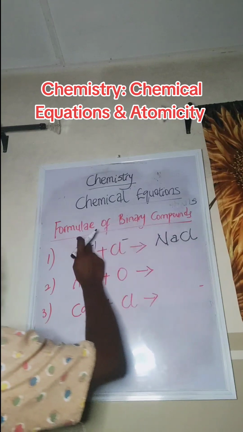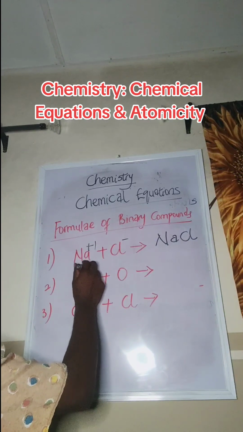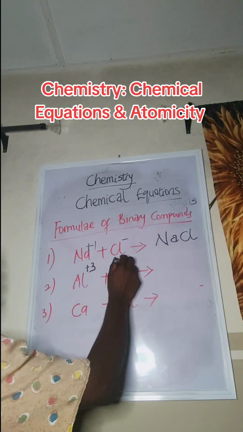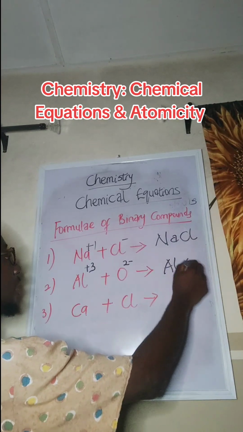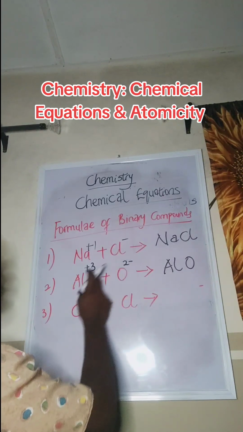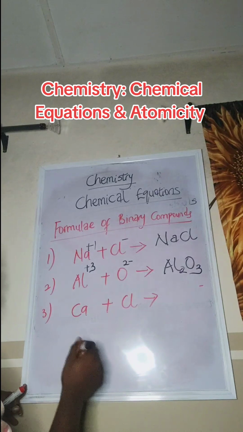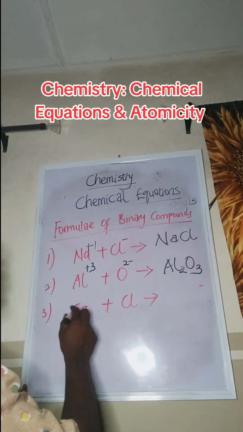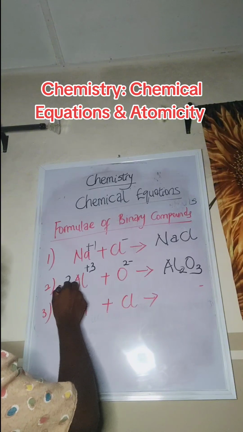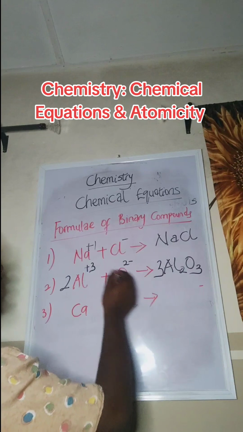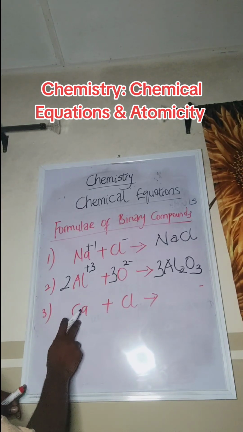They both contain +1 and -1, while aluminium has +3 and oxygen is -2. So two of them will combine, you have Al2O3. The 2 comes here and the 3 comes here. So we can decide to balance it by writing 3, 2 and 3. So here will equally be 3. So it is balanced.